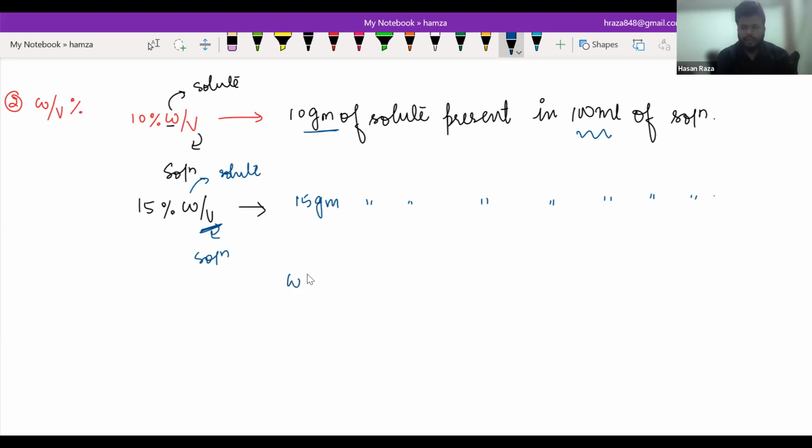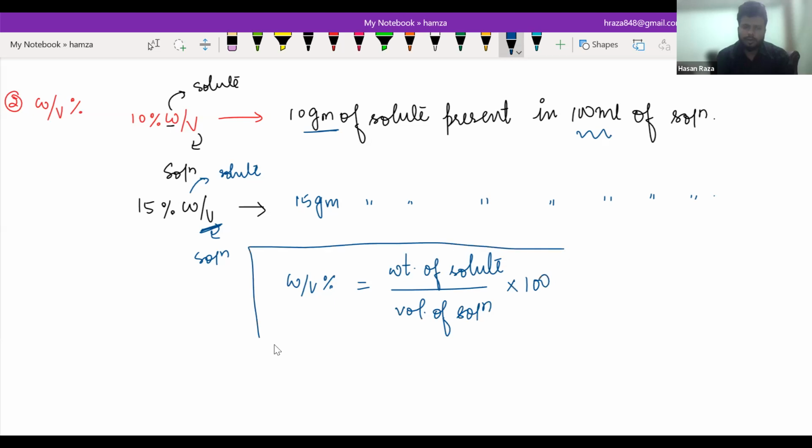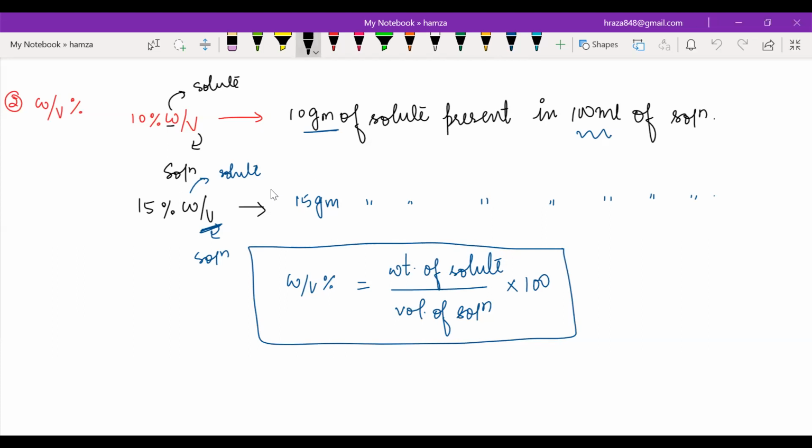So in the same way, we can write a formula, weight by volume percent, that will be equal to weight of solute upon volume of solution into 100. Is that clear, Hamza? Yes, sir. Please write it.